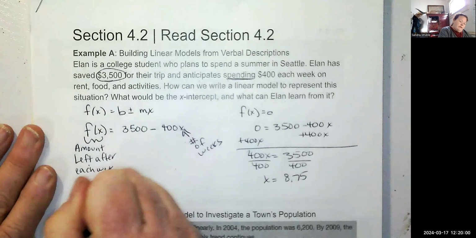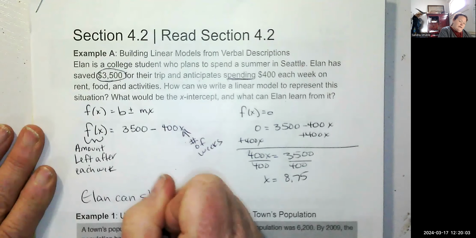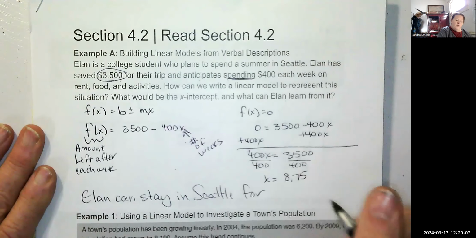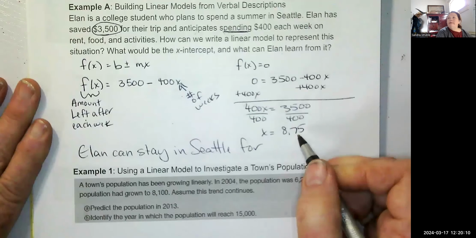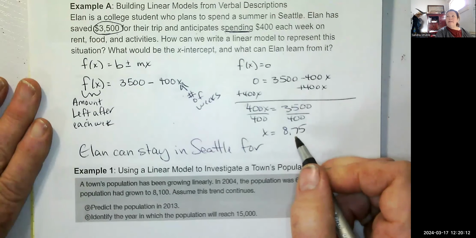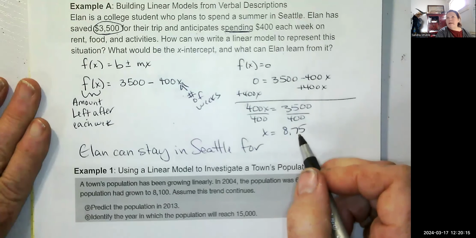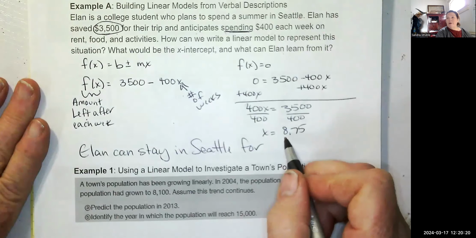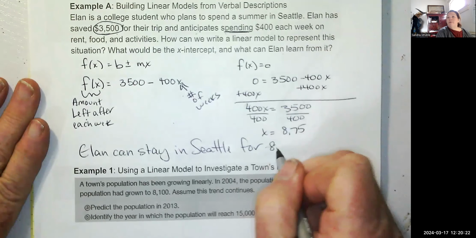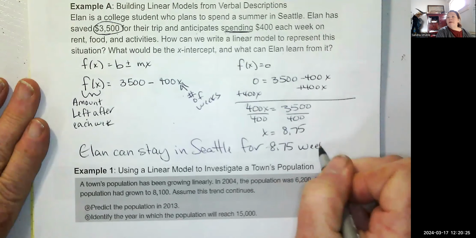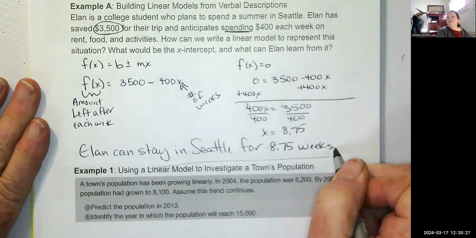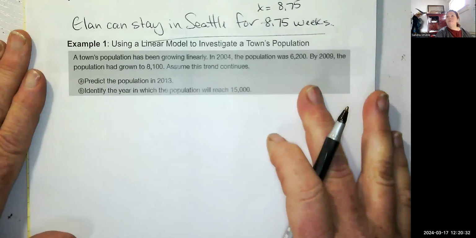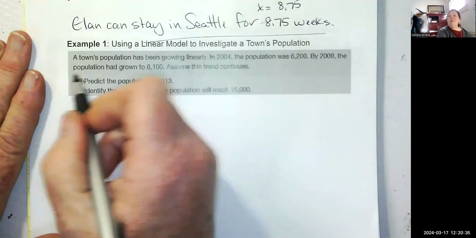So that means that Elin can stay in Seattle for, well, could I round this to 9? Could Elin stay in Seattle for 9 weeks? No, Elin does not have enough money to stay in Seattle for 9 weeks. You could say 8 weeks as an answer. That would be accurate. Or you can just say 8.75 and make sure you represent the correct units. When answering a word problem, you should be answering in sentence format with correct rounding and correct units. That's what I'll be looking for.